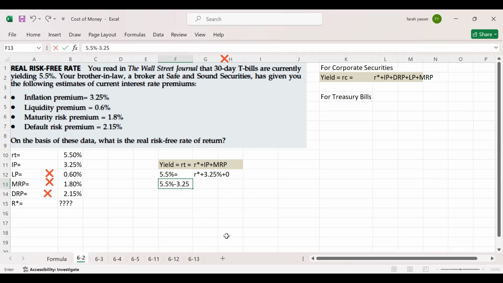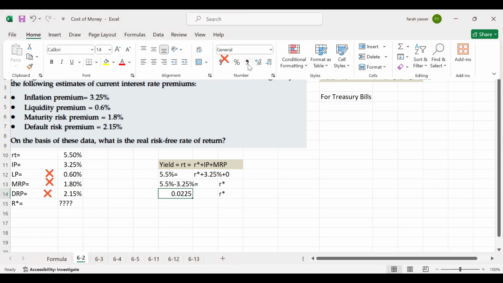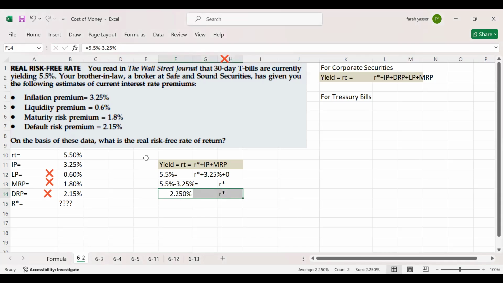minus 3.25%. Then on the other side we have R star. So R star would be this one. Now convert it into percentage. In case of percentage, the answer is 2.25. So R star is 2.25. R star, real risk-free rate of return. Real risk-free rate of return is 2.25.